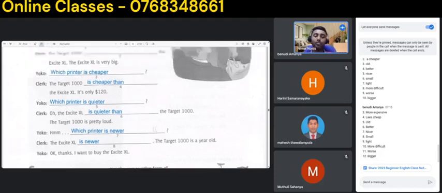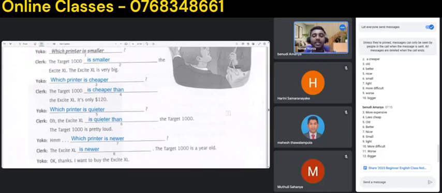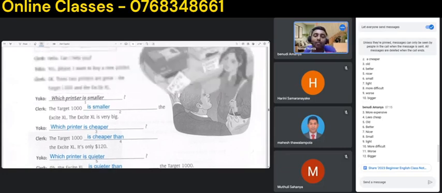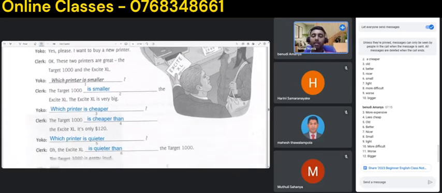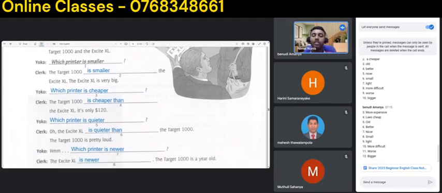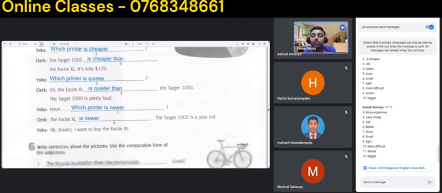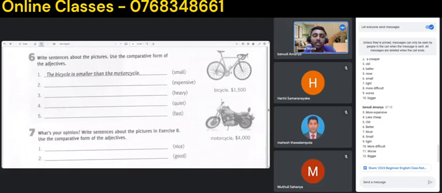So this person wants to buy the Excite XL. So here also we use the comparative form. There are two printers, so we are comparing the Target 1000 and the Excite XL. These two printers we have compared, and there was a conversation. We have written questions as well as the answers using the comparative form of adjectives. Okay, let's look at the next exercise, students.